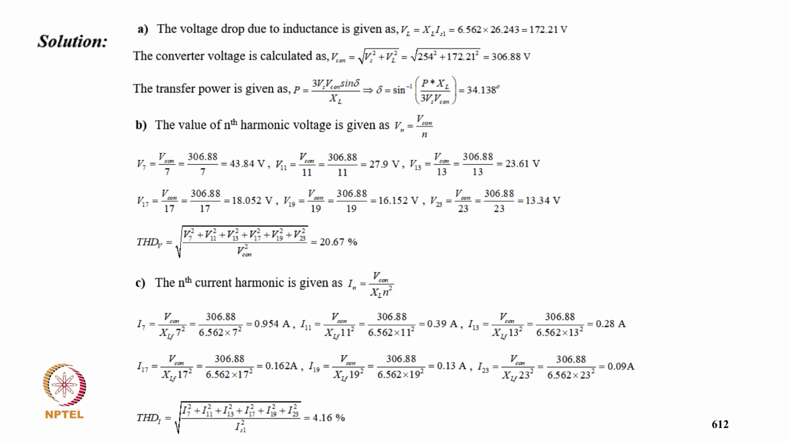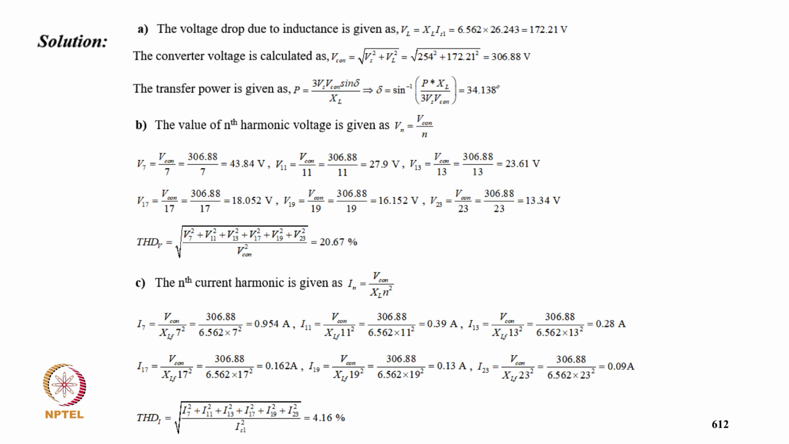So VL equal to typically XL into IS1, 172, and converter voltage V under root VS square plus VL square, so 306 point, and the P equal to 3 VS V converter sin delta upon X. Delta comes from here, 4.9, and value of nth harmonic Vn upon converter n. So V7 comes 43.84, V11 comes 27, V13 comes 23.6, V17 18 volt, and V19 16, and V23 comes 20. So THD of under root V7 square and so on upon V converter fundamental 20.64, and nth harmonic current is V nth upon V converter.